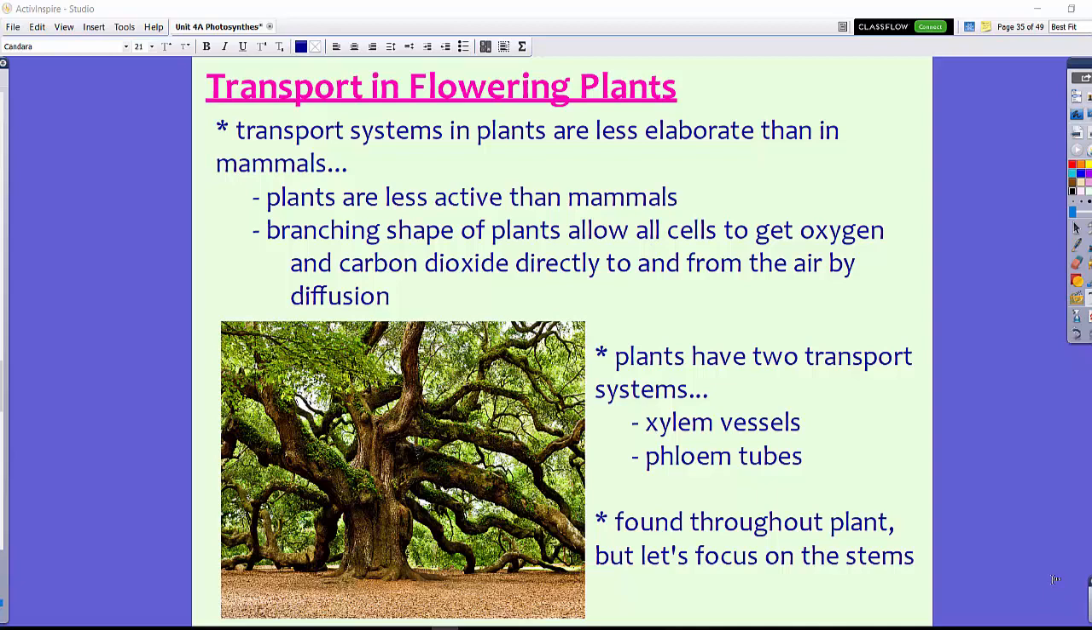Now, plants have two transport systems. They have xylem vessels and they have phloem tubes. And these can be found throughout the plant, but right now let's just focus on stems.